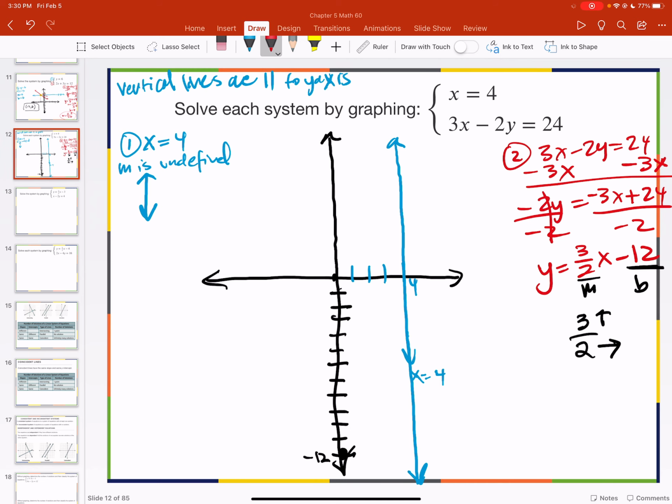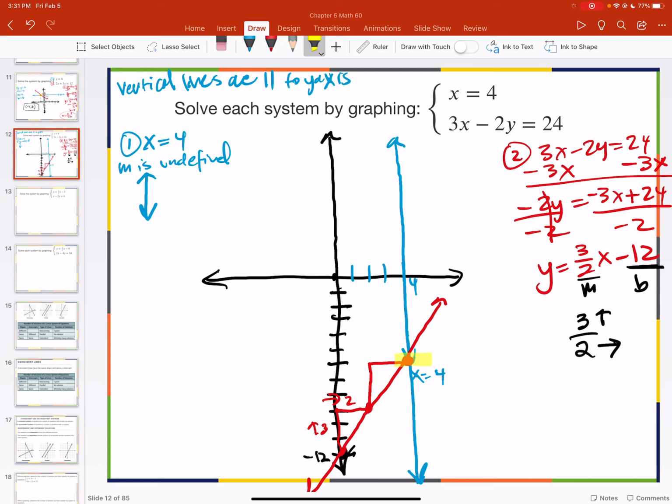Okay, so up 3/2. So up 3, so 1, 2, 3. And then over 2, 1, 2. Make a dot just in case. Okay, up 3, 1, 2, 3. Then over 2, 1, 2. And there it is. Okay, so that's your line. And we've also very conveniently found the intersection. And that's our answer, right here.